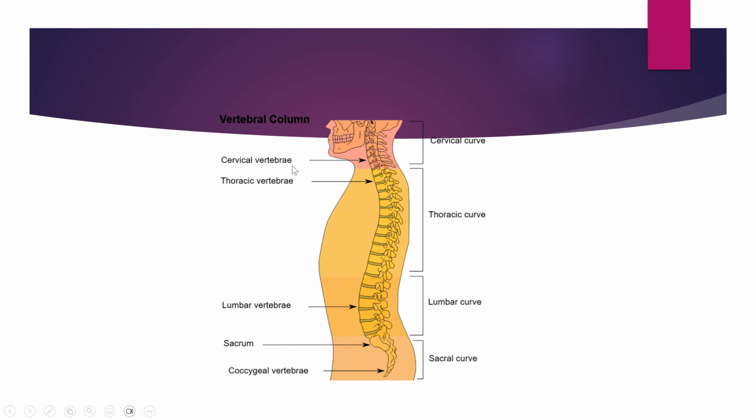So you've got cervical vertebrae, which is basically your neck, thoracic vertebrae, which is behind your rib cage, lumbar vertebrae, which is the bottom of your back, sacrum, and then the coccygeal vertebrae or coccyx at the bottom.